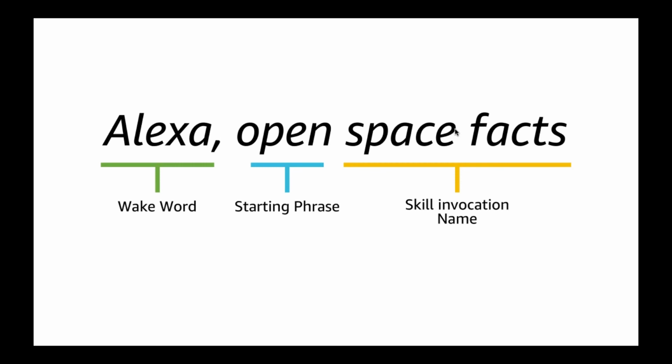And then "open" is what we call the starting phrase. So that's how Alexa figures out that you want to launch something. So this could be open or ask or tell or launch. And then finally you have space facts, which in this case is the invocation name of the skill. So that's how Alexa figures out that this specific skill needs to be invoked.